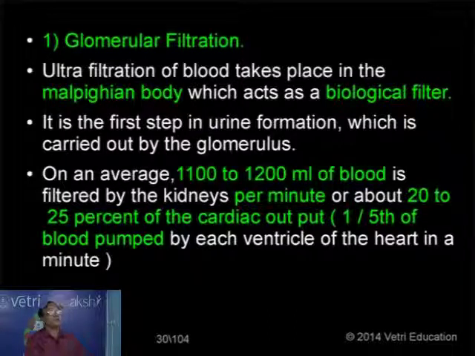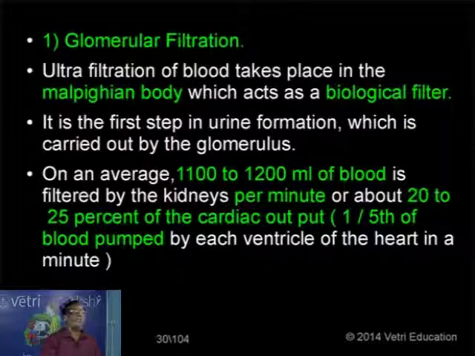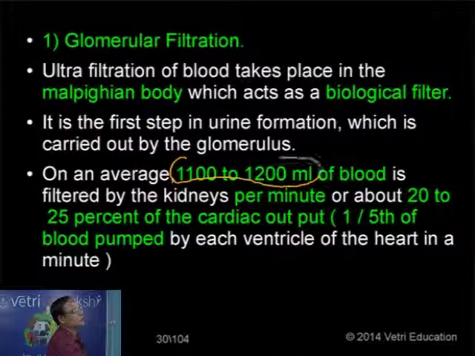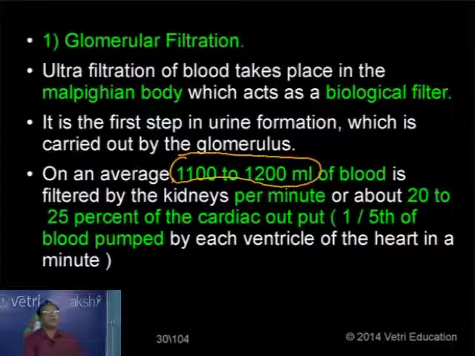Normally the kidney receives blood from the heart. Per minute, the amount of blood that reaches the kidney is about 1200 ml. It is equivalent to 20 to 25% of the cardiac output, or 1/5 of the blood that is pumped by the ventricle of the heart. When this blood reaches the glomerulus through the afferent arteriole, the effective filtration takes place at the level of the Malpighian body. Hence, it is called a biological filter.